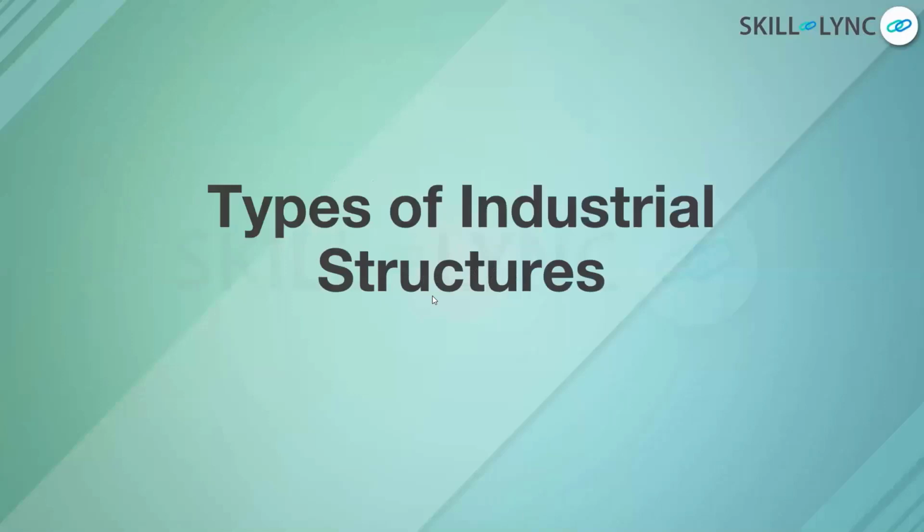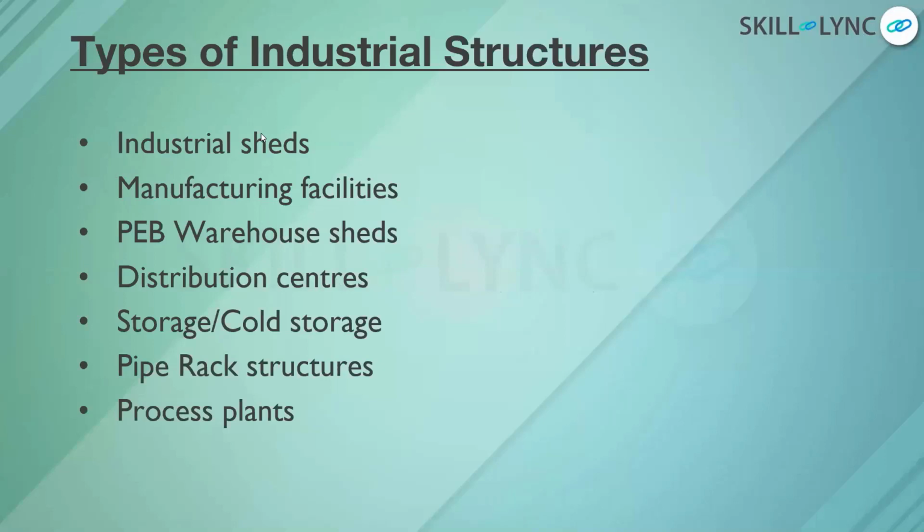So next is the types of industrial structures. These are some of the types of industrial structures that are normally in a project. If you take industrial sheds, many may have a monolithic roof, that is a pitched roof or a monoslope roof. Manufacturing facilities also go with an industrial structure. Where the span of the building should be large, they go with PEB warehouse sheds. And distribution centers, that is power distribution centers, normally go with steel structures.